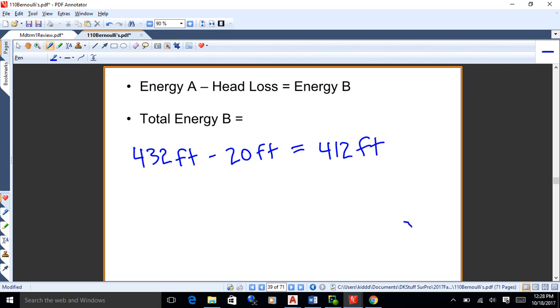So how do I know what the head loss is? I just told you on this one. Now, we'll get into ways to calculate it later. But for now, we'll just say it's 20 feet.